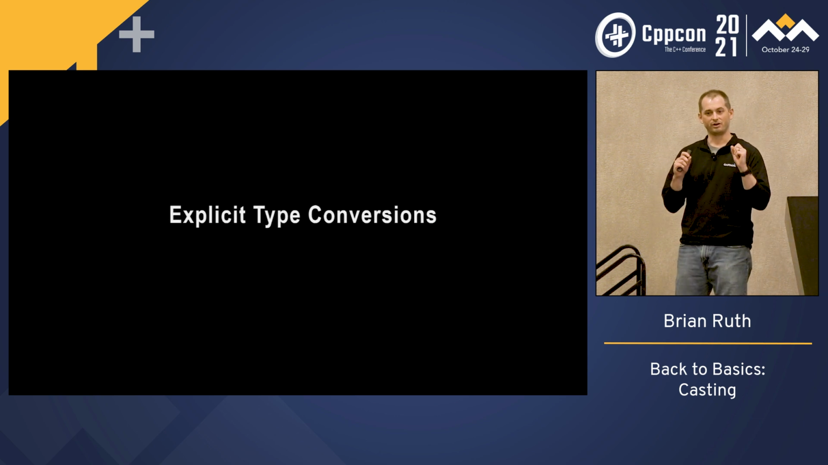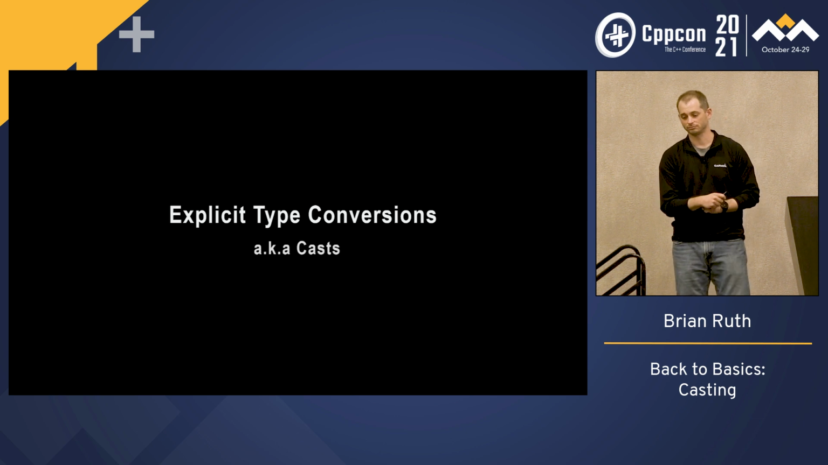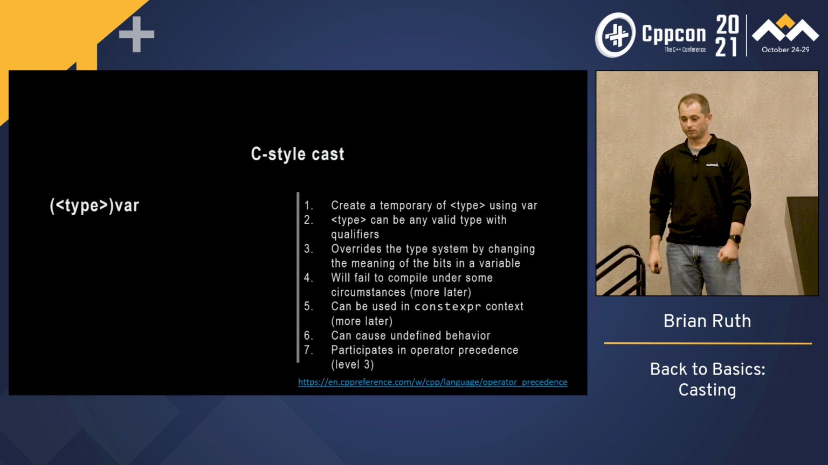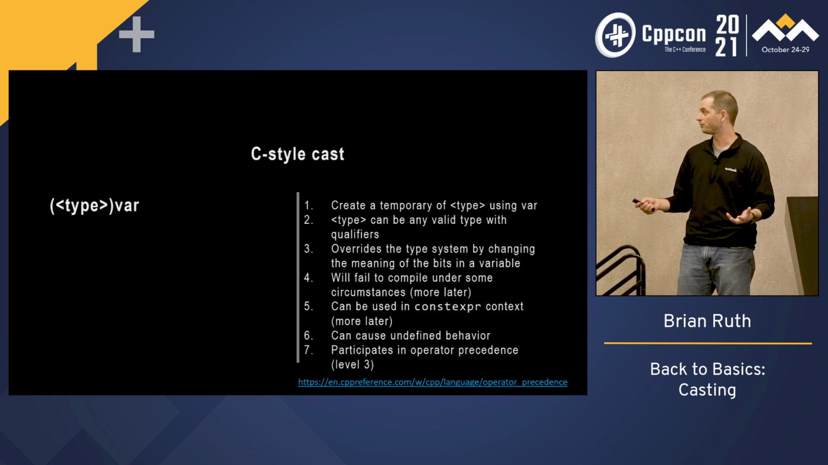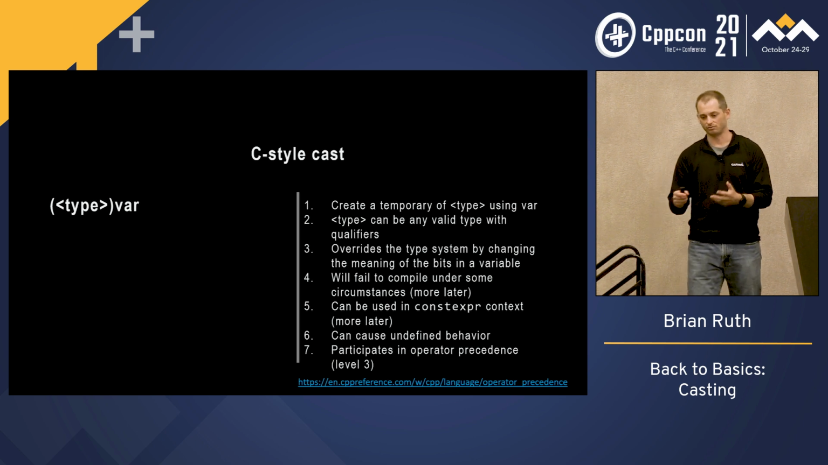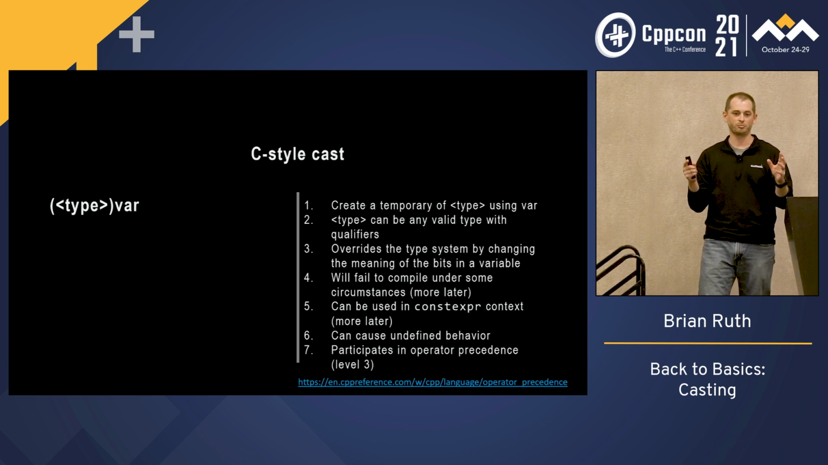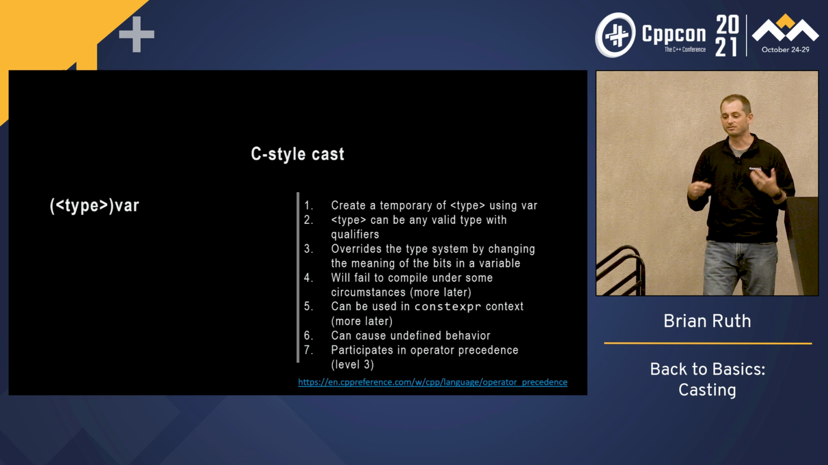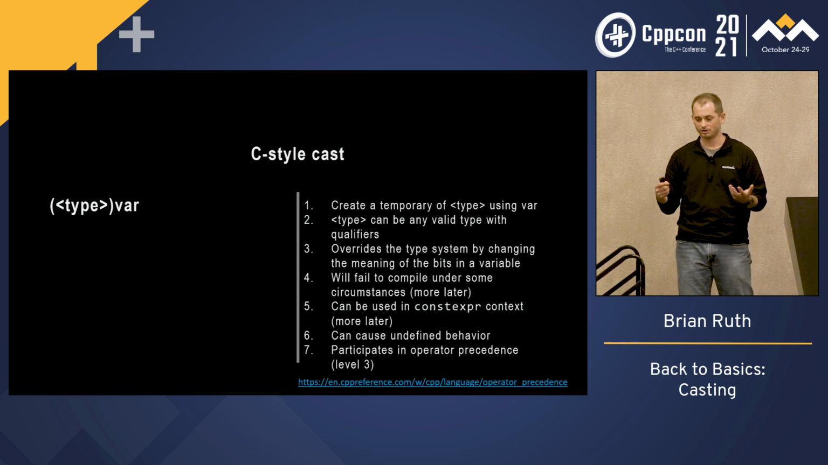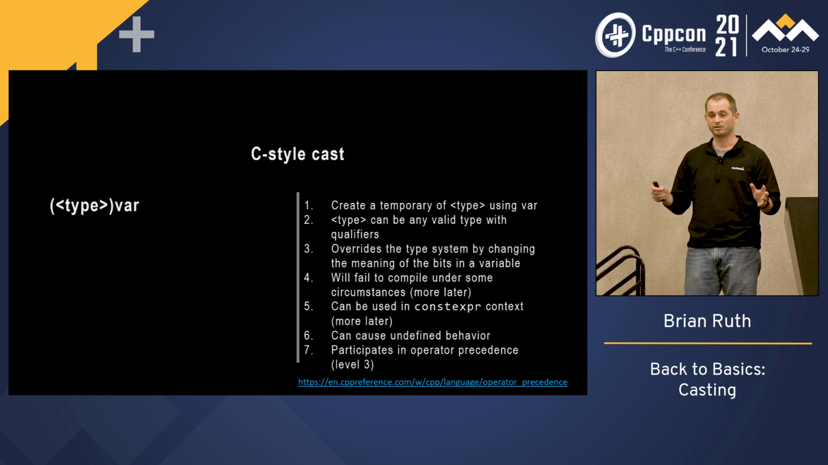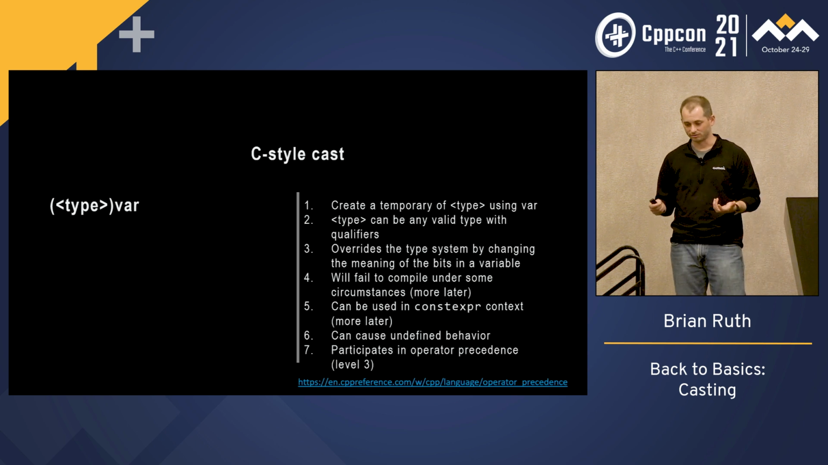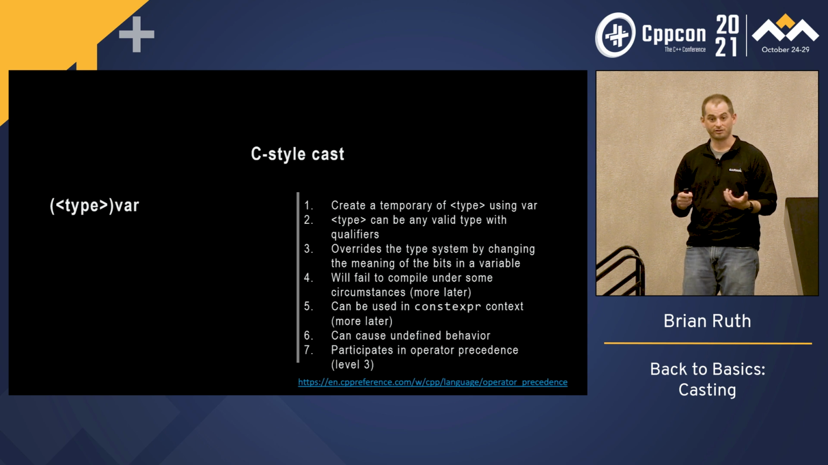So now let's talk about explicit type conversions, also known as casts. The cast that most people first see is a C-style cast. And this is introduced by just having some parentheses around a type and then followed by the variable you want to change it to. So this is going to conceptually create a temporary of a type using the variable. The type can be any valid type, and you can have qualifiers on it. But it overrides the type system by changing the meaning of the bits that that variable represents. And it can fail to compile under some circumstances.